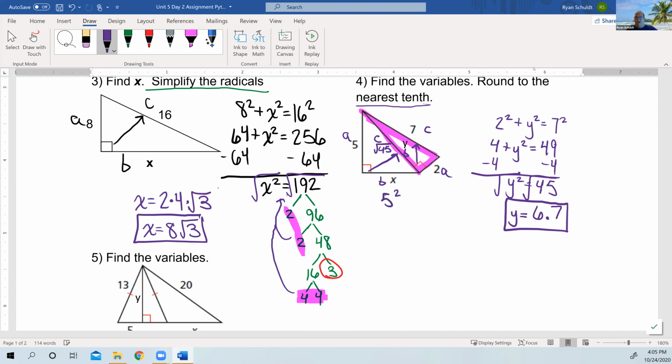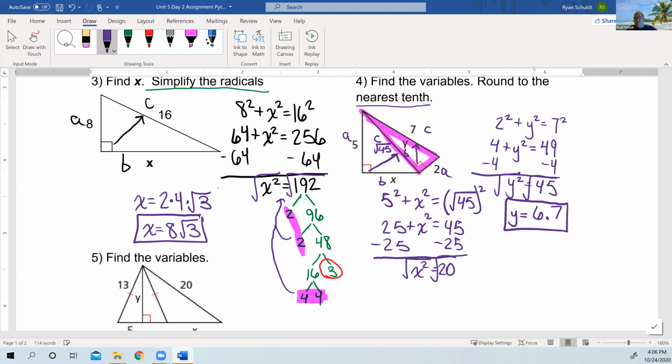So I'm going to have 5 squared plus x squared equals the square root of 45 squared. So we need 25 plus x squared equals 45. Subtract 25. We get x squared equals 20. Take the square root, and what do you get for x? X equals 4.5.